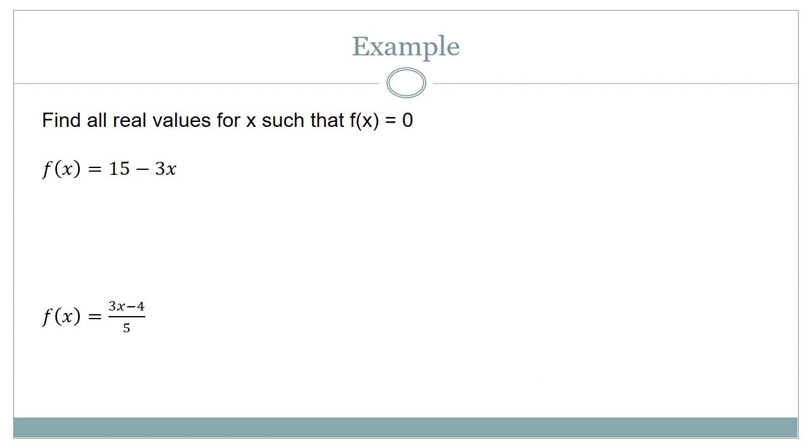All right, now what you're going to do is find all the real values for x such that f of x equals 0. Now, what you do is you take the equation, like for the first one, 15 minus 3x, and set that equal to 0 and solve. And you should be able to do this. So give the recording a pause, give it a try, and then resume the recording to check your answer.